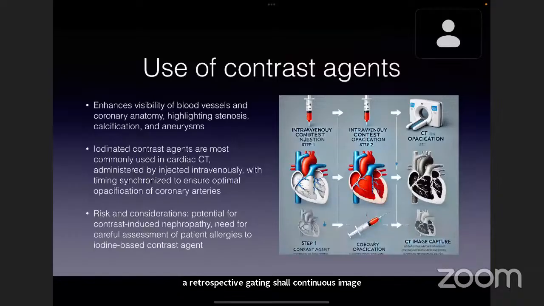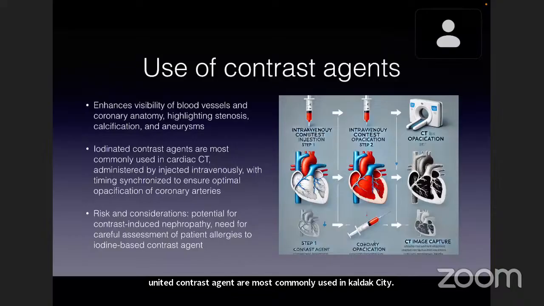Uses of contrast agent: it enhances visibility of blood vessels and coronary anatomy, highlighting stenosis, calcification, and aneurysm. Iodinated contrast agents are most commonly used in cardiac CT.